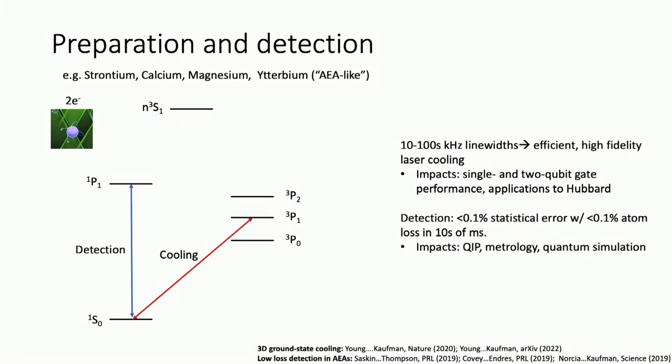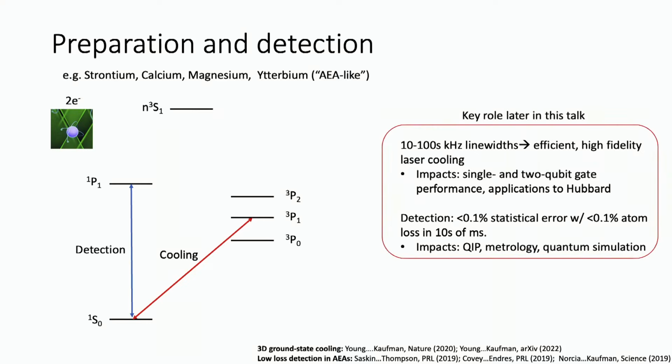Furthermore, combining this high-efficiency cooling with scattering off this blue transition here can give rise to high-fidelity detection, where you can not only discriminate whether or not you have an atom very well, but furthermore do so with very little loss. So this has been used in the context of many-body physics. Our group has also used it in the context of metrology, so that we can recycle the same atoms over and over again.